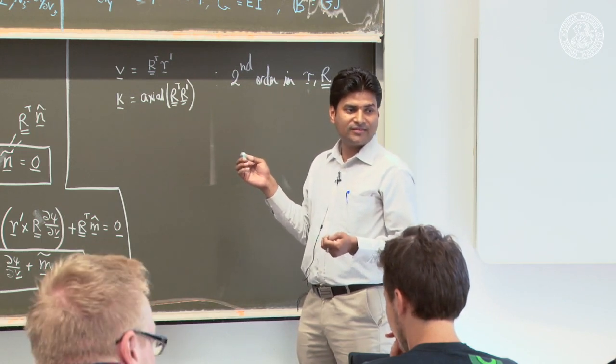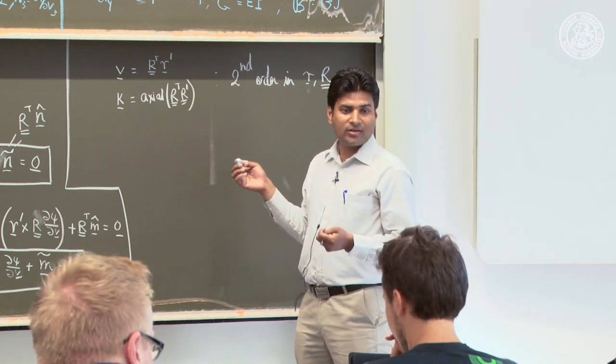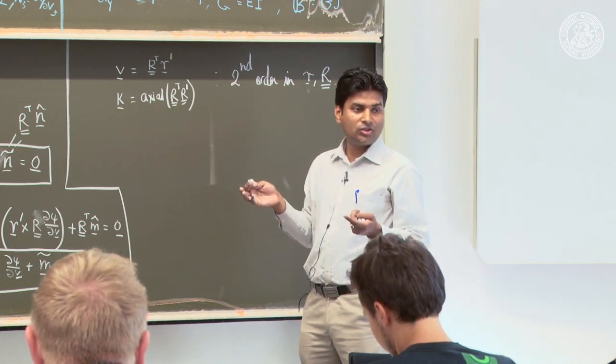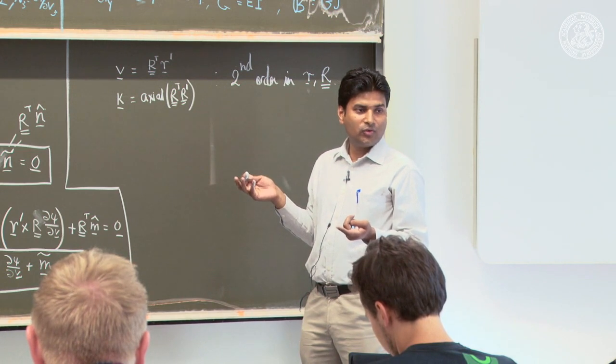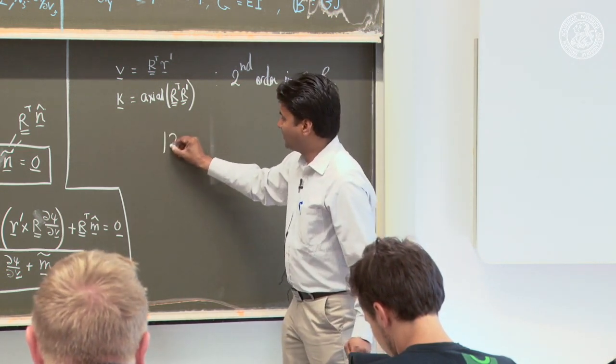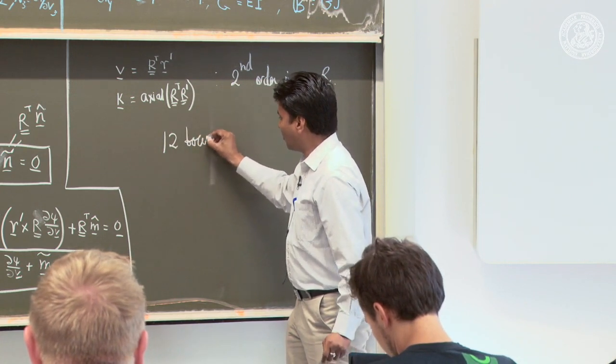Right? It's second order. If it were first order, you would need just 6. If it is second order in each of them, so 12. So you need 12 boundary conditions.